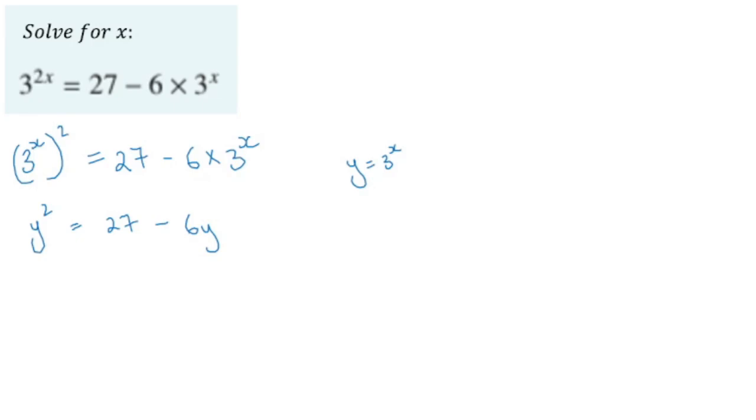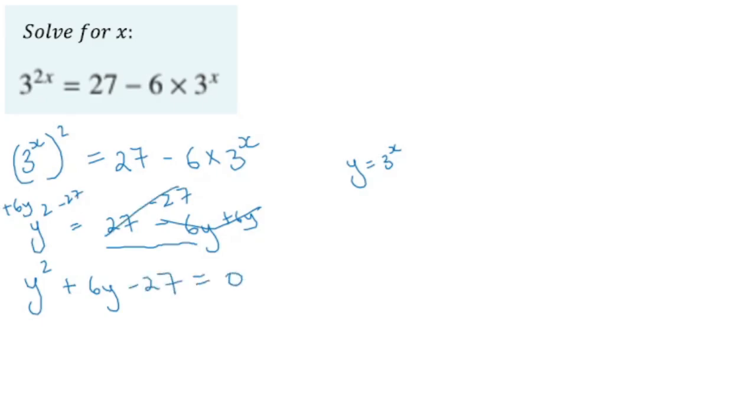Rearranging this, so bringing these two terms to the left side, we're going to get y squared plus 6y, because we're adding 6y on both sides to get rid of this. And then we're going to do minus 27 on both sides as well. So minus 27 equals 0 because this cancels. So now we've got a quadratic function here.